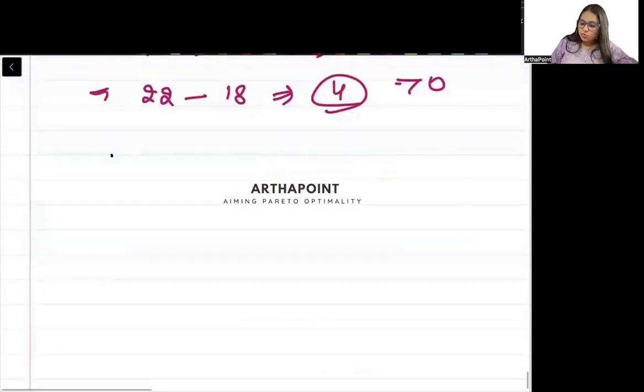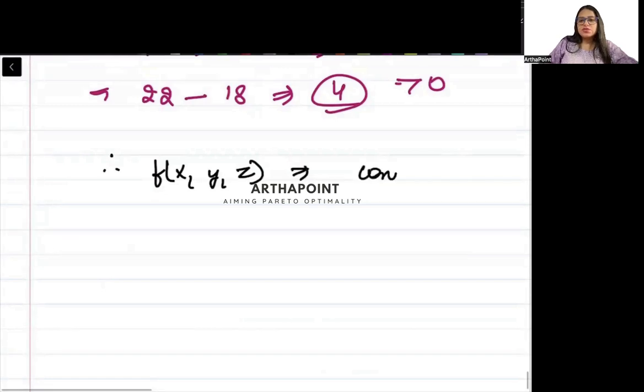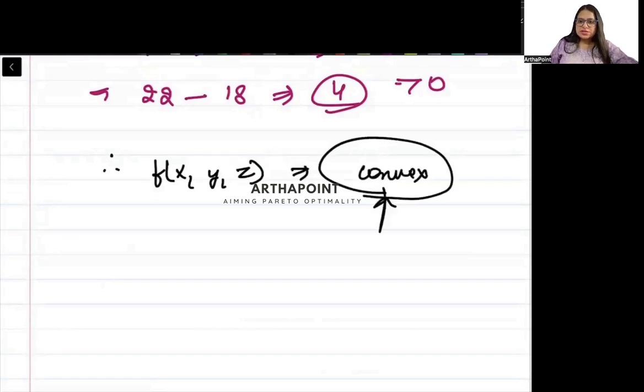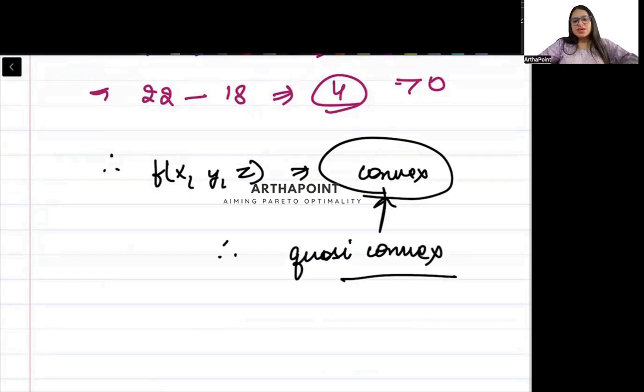Therefore, we can go ahead and say that the function f(x, y, z) will be convex. Since it is convex, it is automatically quasi-convex. So we can say that it is convex and hence quasi-convex. That would be the answer to this question.